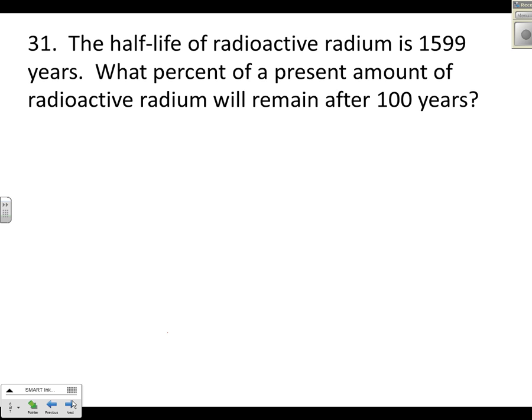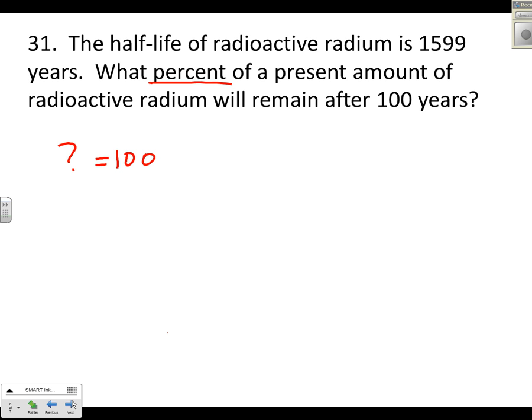Okay, the half-life of radioactive radium is 1599 years. What percent of a present amount of radioactive radium will remain after 100 years? Well, most of it will, but we don't know how much we start with. You could start with 1 gram and figure out how many we have left. You could start with 1 ton and figure out how much we have left. I'm just going to start with 100 units because we're dealing in percents and see what we end up with.